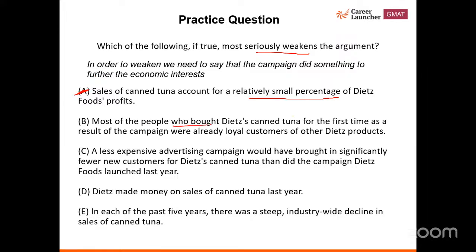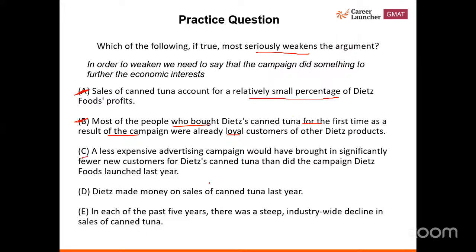Most of the people who bought Diets Can Tuna for the first time as a result of the campaign were already loyal customers. If they were already loyal customers, then campaign or no campaign, they would have gone for the same brand. Therefore, this is not going to work either, right?